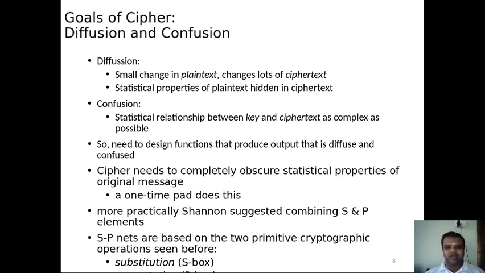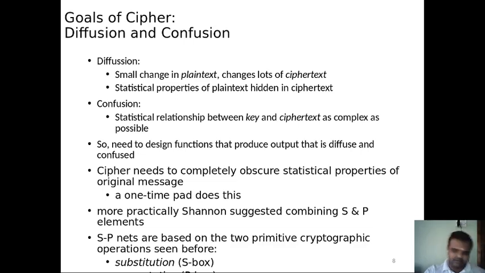So we, as cryptographers, should ensure that our algorithm possesses features like diffusion and confusion, wherein one small change in the plain text is going to create a significant change in the ciphertext. So the statistical parameters of the plain text are diffused into a larger number of bits in the corresponding ciphertext. That's what diffusion is all about. Likewise, confusion is wherein the statistical relationship between the key and the ciphertext is as complex as possible.